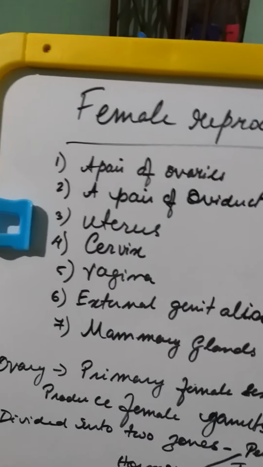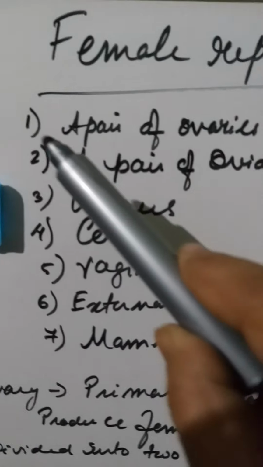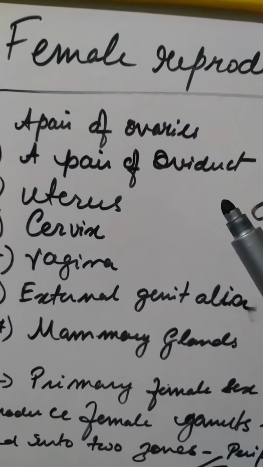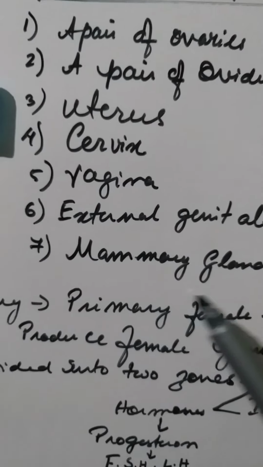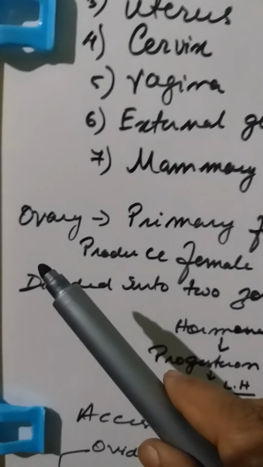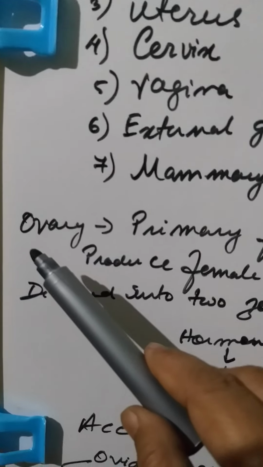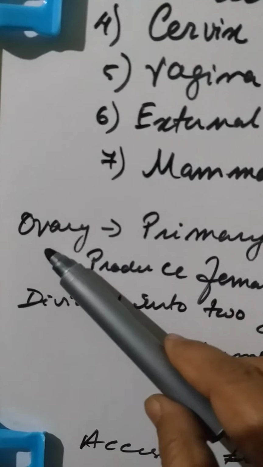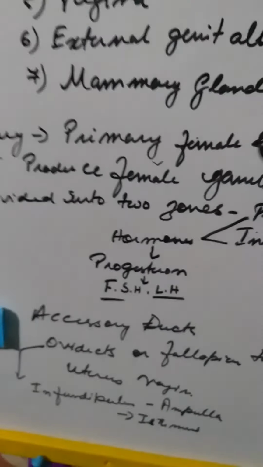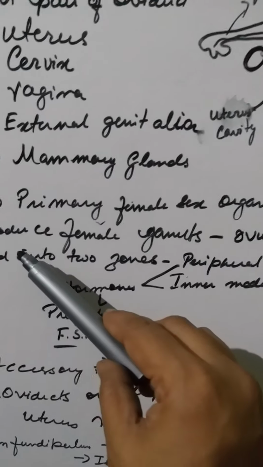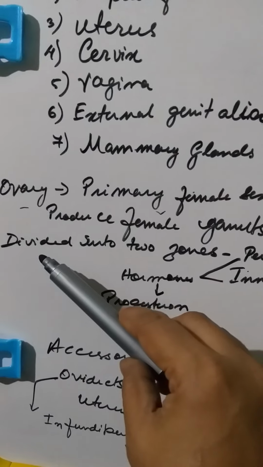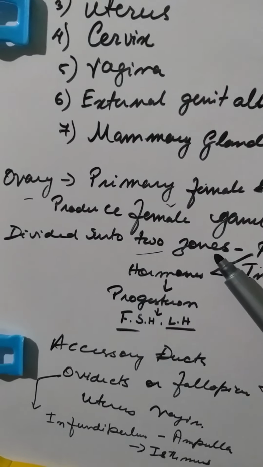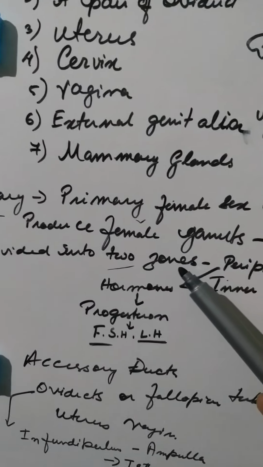Okay, so I am dealing with a pair of ovaries, a pair of oviducts, the uterus, the cervix, the vagina, external genitalia and mammary gland. Now here you see the primary organ. What is the ovary? This is the primary female sex organ, and it produces the female gamete, known as the ovum, and it is divided into two zones.